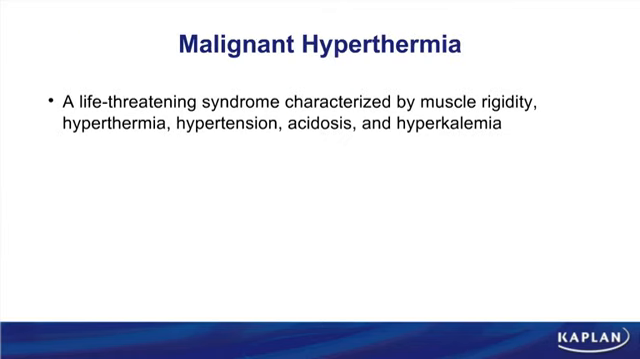In the margin is a note about malignant hyperthermia. This is a life-threatening syndrome where the patient gets muscle rigidity and hyperthermia as key features. They can also get hypertension, acidosis, and hyperkalemia. But once again, focus on the muscle rigidity and hyperthermia. It reminds us of neuroleptic malignant syndrome, and perhaps it even reminds you of serotonin syndrome. So those three types of syndromes have very similar presentations.